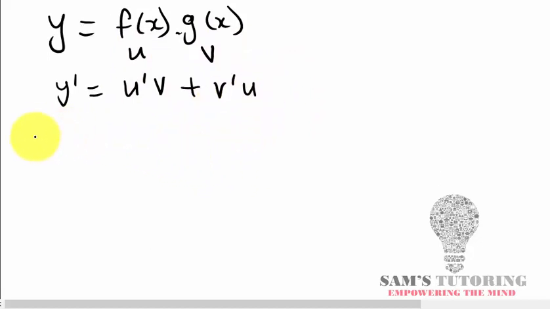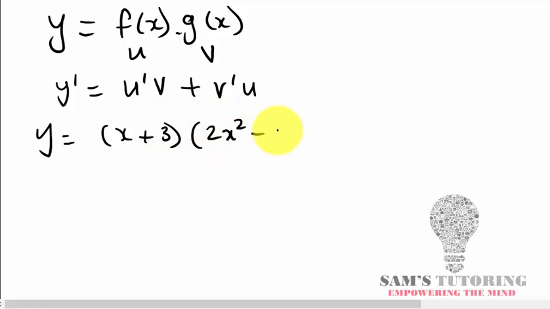So let's actually have a look at a question. y equals x plus 3 multiplied by 2x squared minus 6x. Okay, so can you see we've got one function of x multiplied by another function of x. Represent this as u, represent this as v.